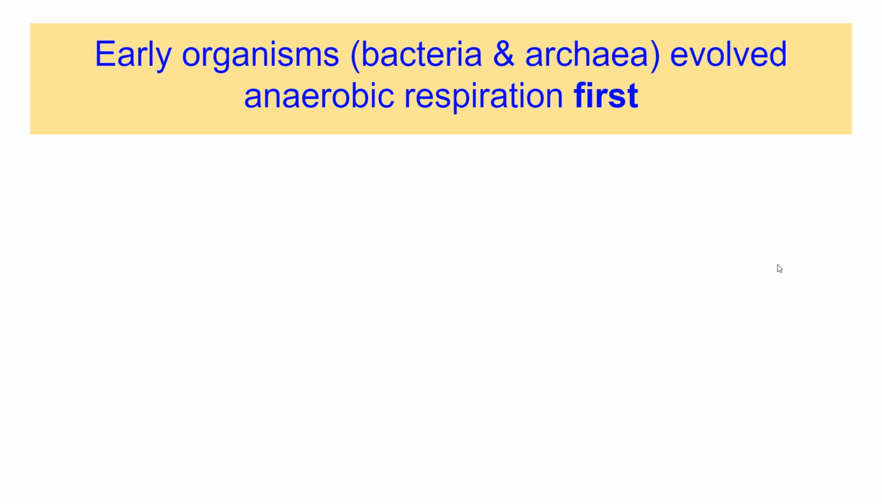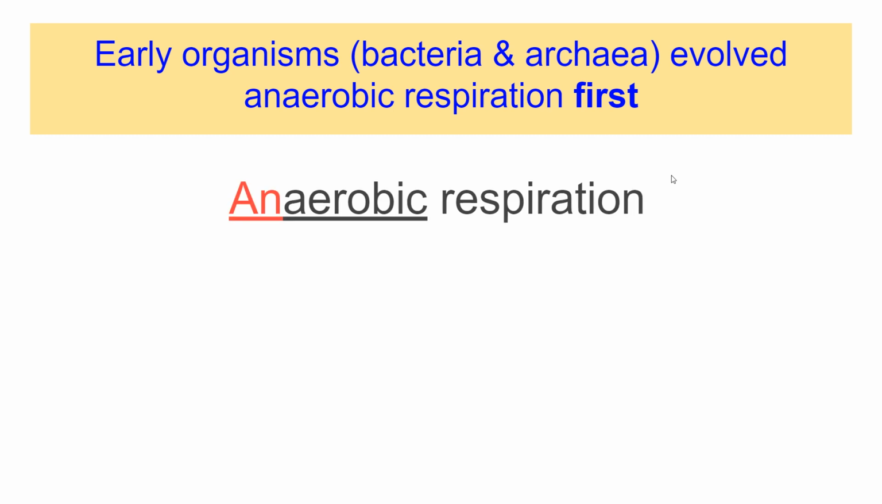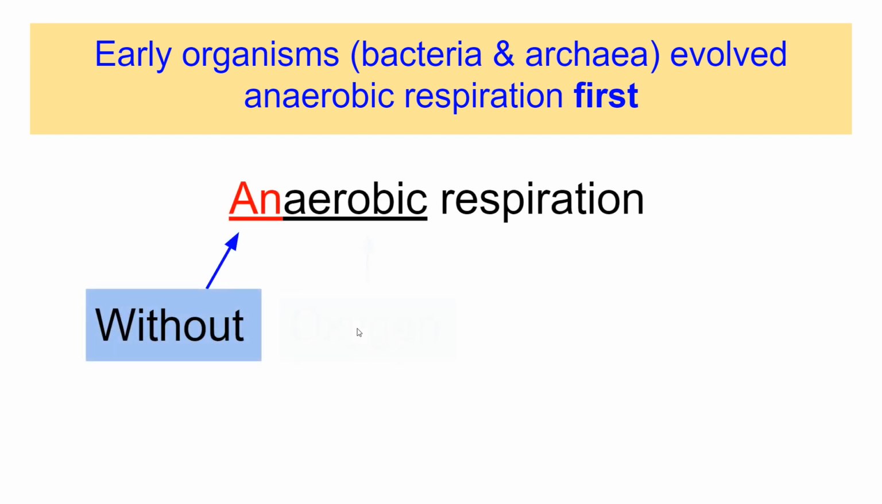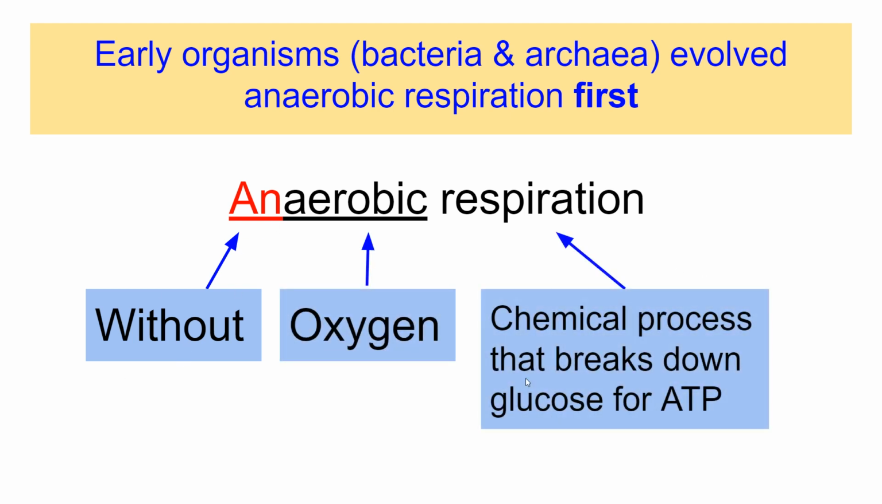Well, early organisms, bacteria and archaea, before those photosynthetic organisms existed, needed to do anaerobic respiration. Anaerobic stands for without oxygen, and respiration is the chemical process that breaks down glucose into ATP. They did anaerobic respiration. It is a method of cell respiration that is possible without the use of oxygen or mitochondria for that matter.